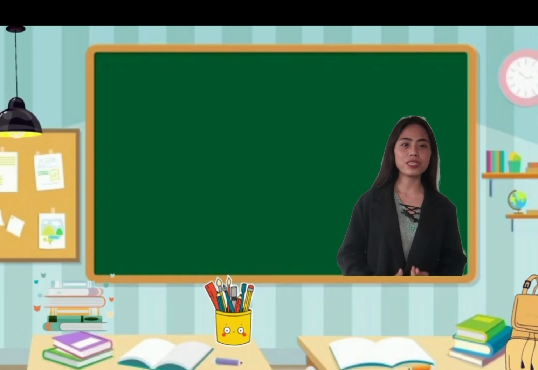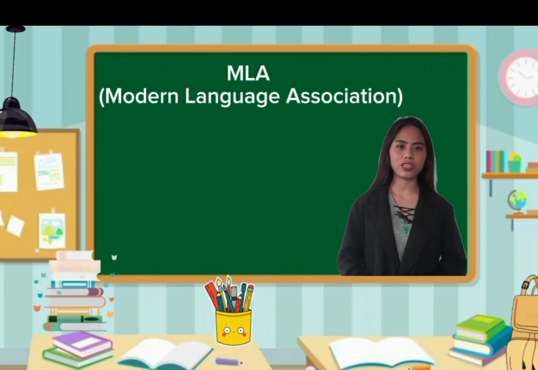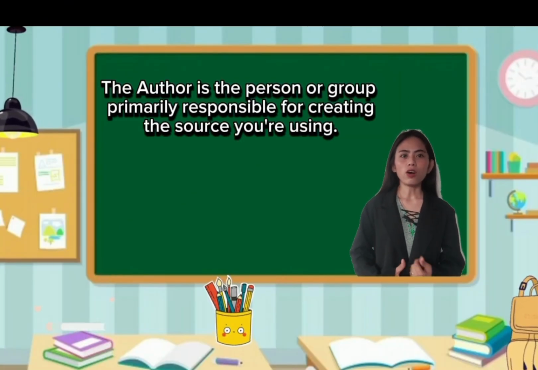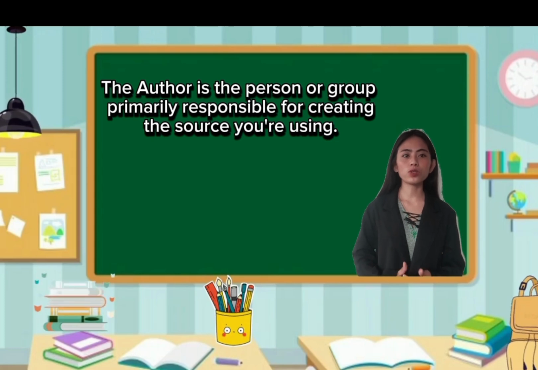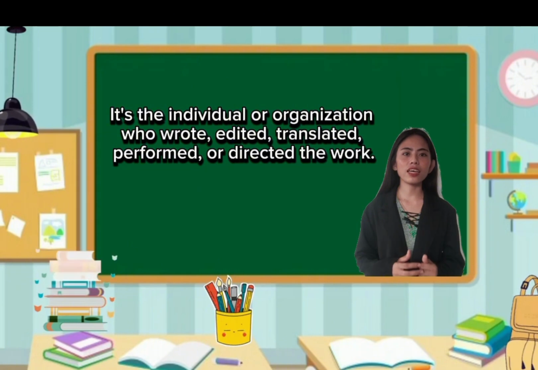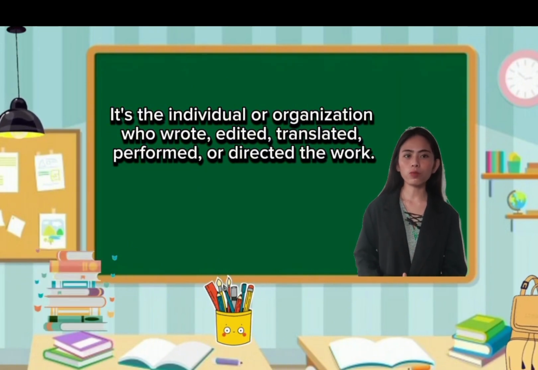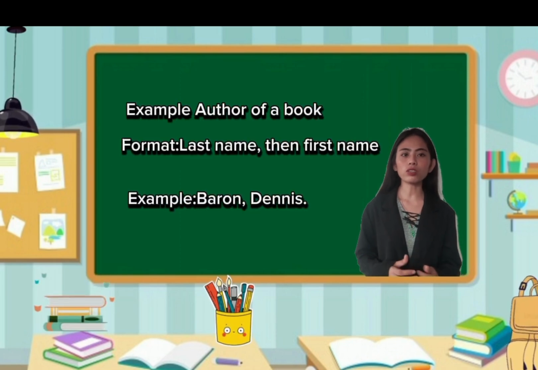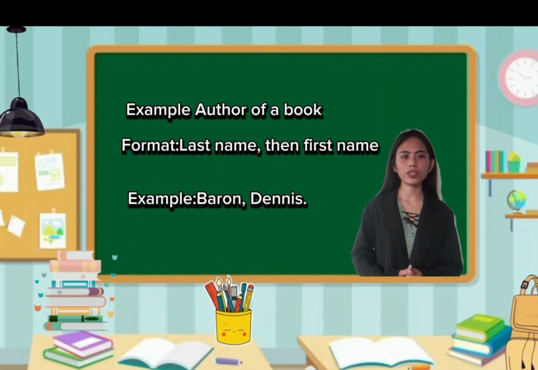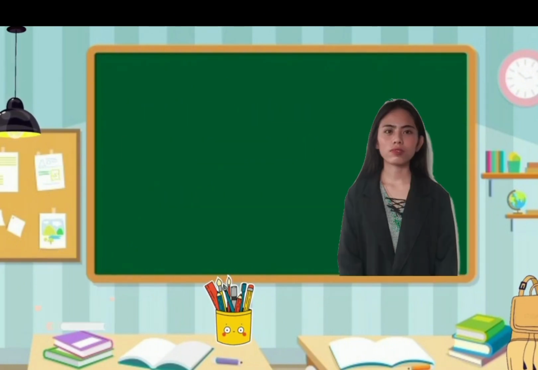I will discuss the basic elements of MLA, or Modern Language Association, citation. So the first element of MLA citation is the author. Author is the person or group primarily responsible for creating the source you're using. It's the individual or organization who wrote, edited, translated, performed, or edited the work. Example, author of a book. Format: last name, comma, then first name, period. Example, Baron, comma, Dinas, period.